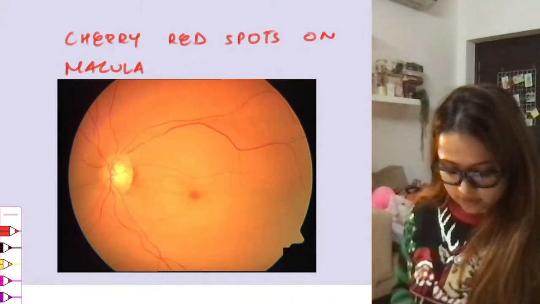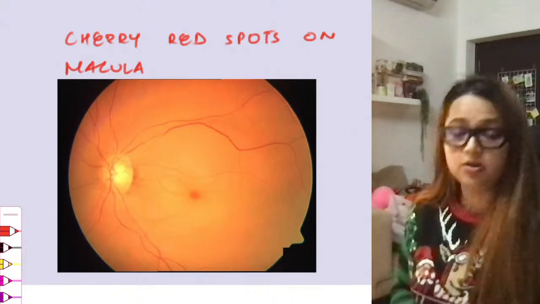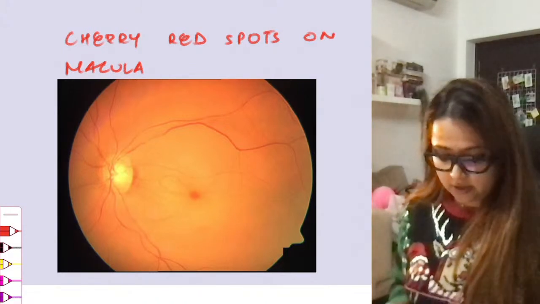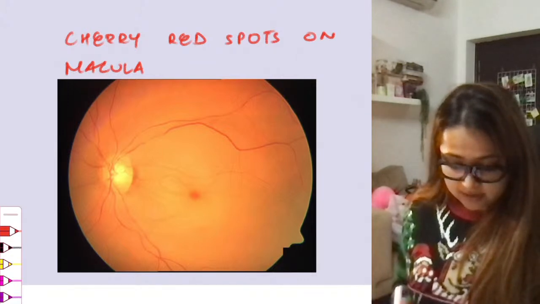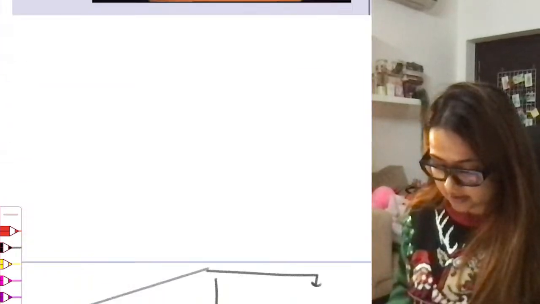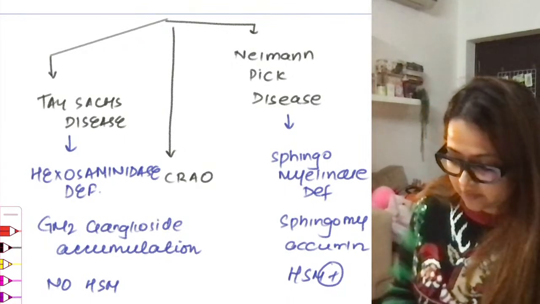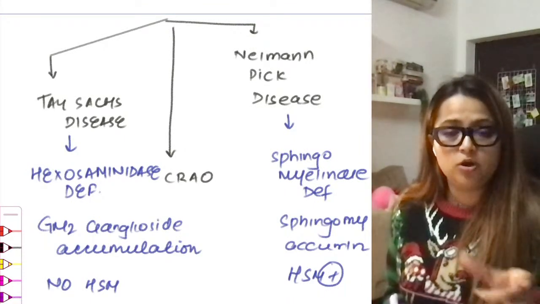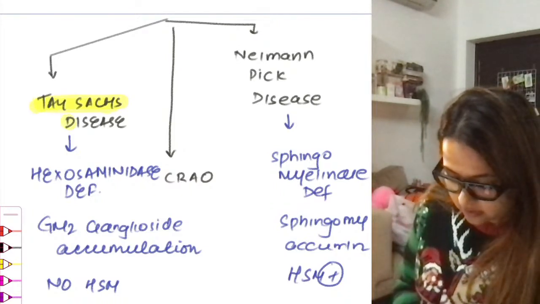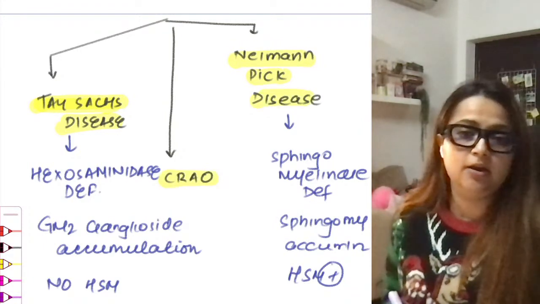Exactly, Yash. You gave the right answer. So number one is the central retinal artery occlusion. And yes, Manasa, that is the correct answer. The second one is Niemann-Pick disease, and third one is Tay-Sachs disease. So guys, this differential should always be on your tips. Whenever you come across the term cherry red spot on the macula in the exam, you will think about these three conditions. Number one, Tay-Sachs disease. Number two, Niemann-Pick disease. Number three is central retinal artery occlusion.